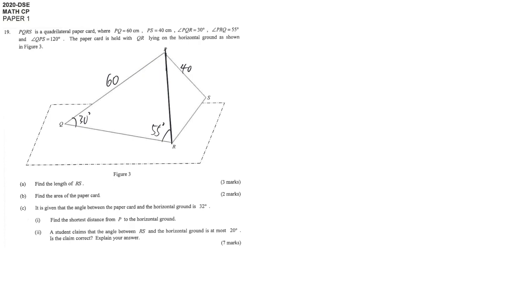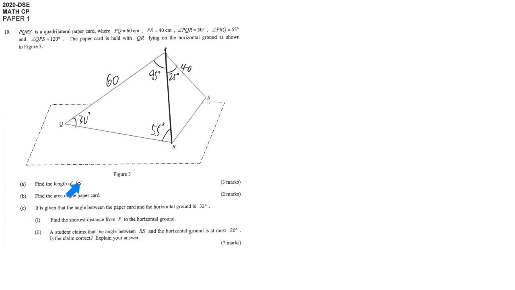In order to label clearly, we separate it into two angles. By the angle sum of a triangle, we know that this is 180 minus 55 minus 30, so we have 95 degrees here. So the total is 120. This is 95 degrees, so this part is 25 degrees here. So that's all for this inclined plane.